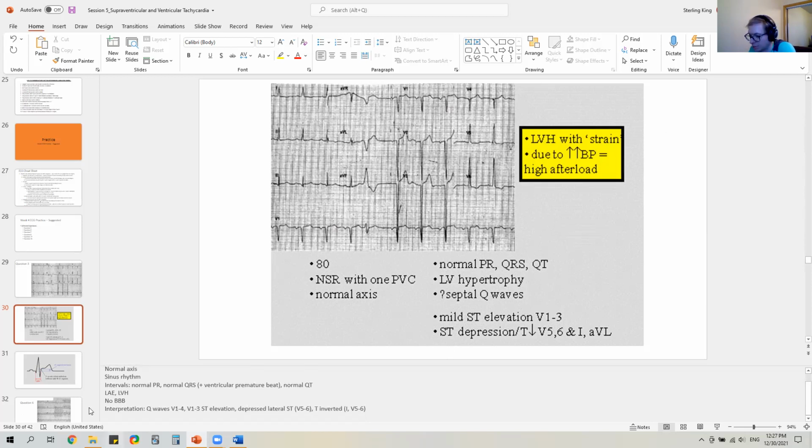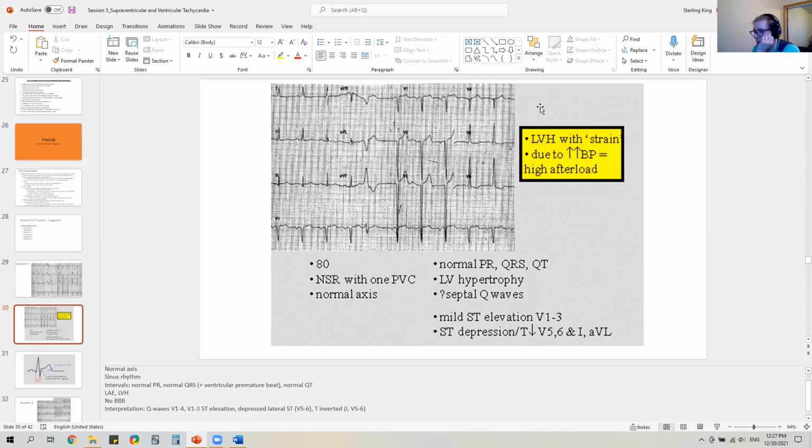All right, and so interpretation. I was thinking Q waves, and they have question mark septal Q waves, so 1 through 4, that makes sense. V1 through 3 ST elevation, and lateral ST depression and T inversion. Yeah, V5, 6, 1, and the AVL is kind of hard to read because it's got that PVC, but they say it's there, so 1 there as well. So include the AVL, and that ST depression is very subtle in lead 1. You can kind of make it out.